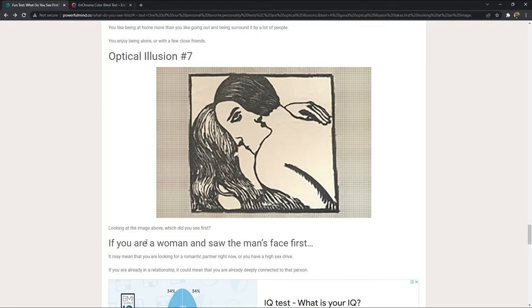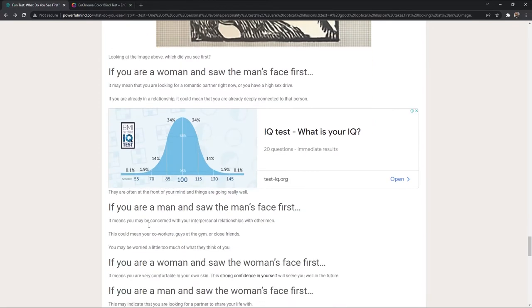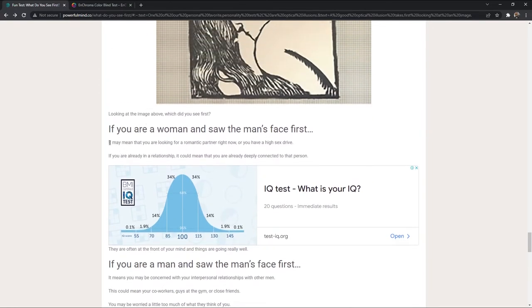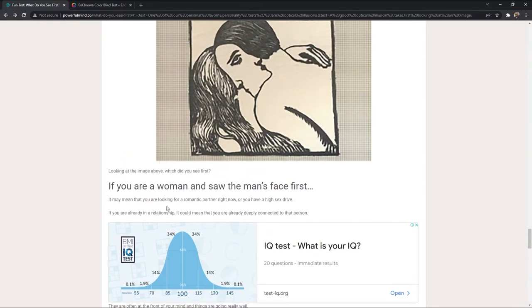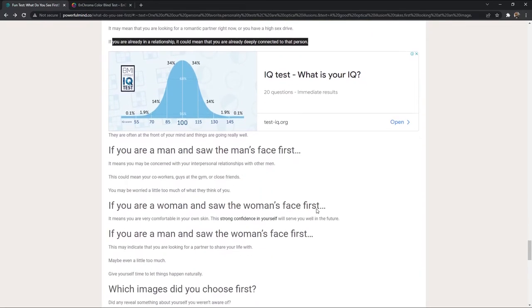If you are a woman, what? Okay. I guess we're not women. There's four options. It may mean that you're looking for a romantic partner right now, or you have a... If you saw the man's face. If you're in a relationship, it means you're already deeply connected to that person. If you are a man and saw the man's face first, it means you're gay.